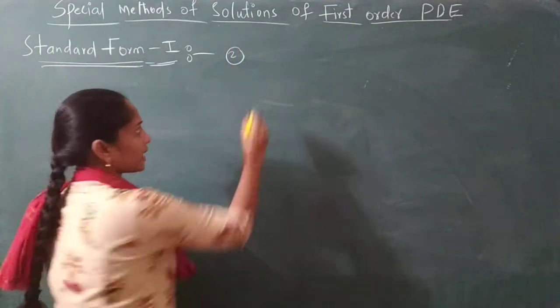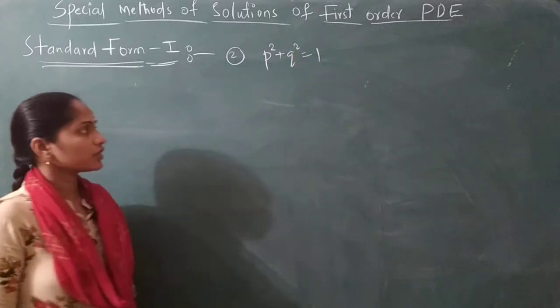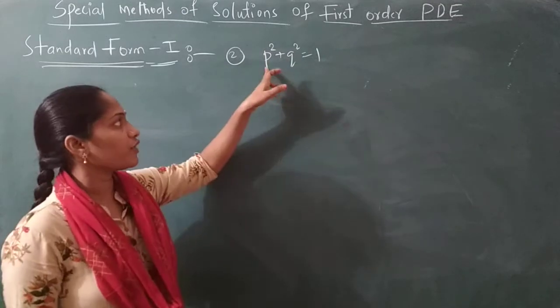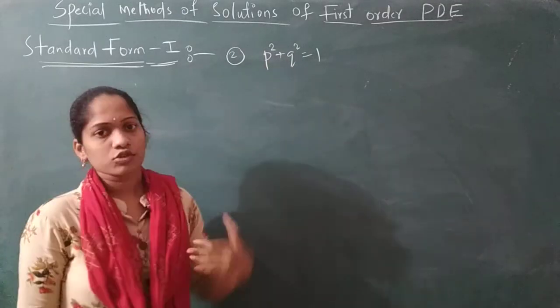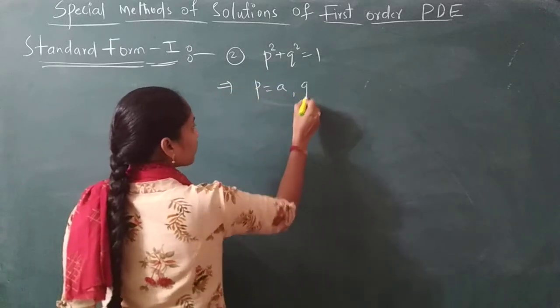Let us take the second problem. p square plus q square equal to 1. So this is a first order PDE which is a function of p, q. Now what you have to do is substitute p equal to a and q equal to b.